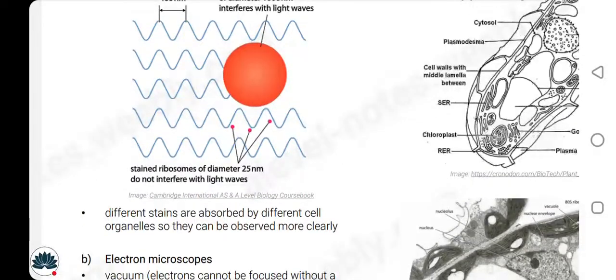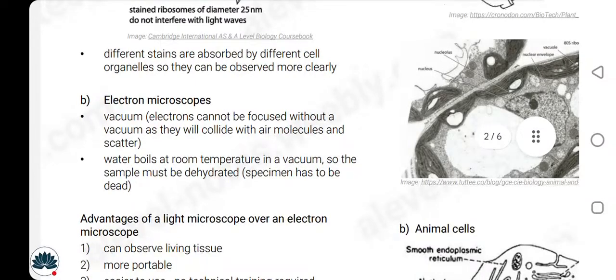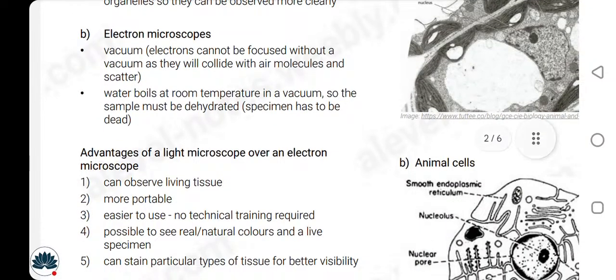different stains are absorbed by different cell organelles, so they can be observed more clearly. B. Electron microscopes. Vacuum: electrons cannot be focused without a vacuum as they will collide with air molecules and scatter. Water boils at room temperature in a vacuum, so the sample must be dehydrated. The specimen has to be dead. It means that the specimen for the light microscope can be alive and for the electron microscope is dead.